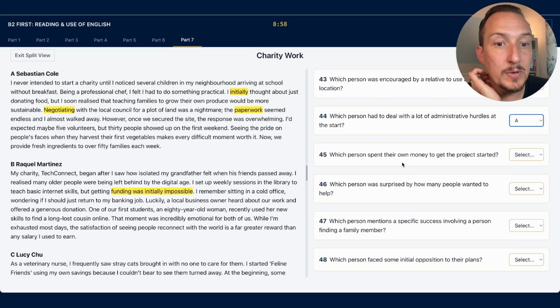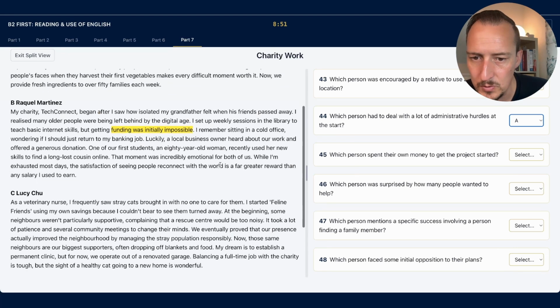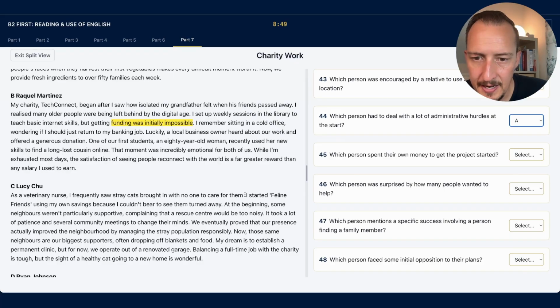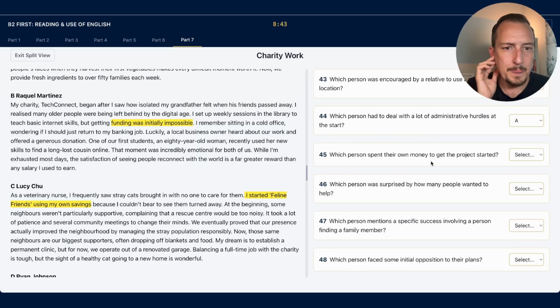Which person spent their own money to get the project started? I remember seeing something like this. They used their own savings or something. Bingo, there it is. Is that right? Yes. I started funding it using my own savings. Spent their own money to get the project started. And it says I started using my own savings. Perfect. So we can go for C for that one.